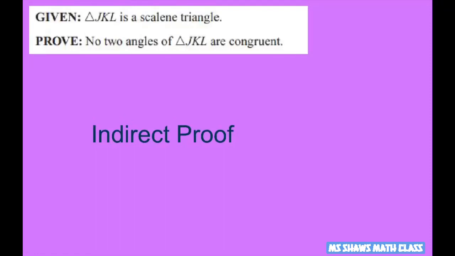Hey everyone, given that triangle JKL is a scalene triangle, we have to prove that no two angles of triangle JKL are congruent. And what we're going to use is an indirect proof. So the indirect proof means that we're going to use a temporary assumption that the desired conclusion is false.